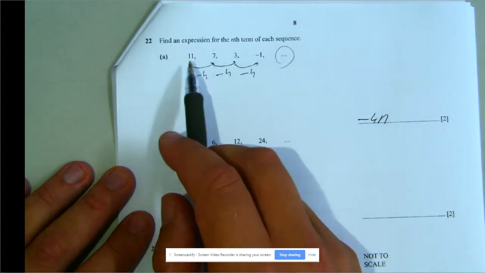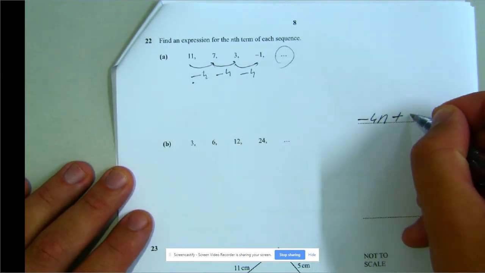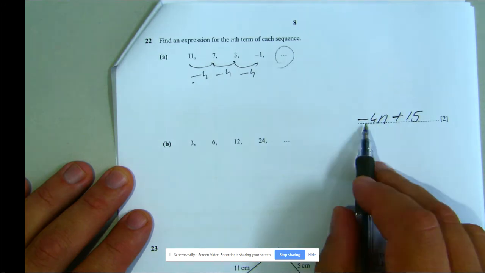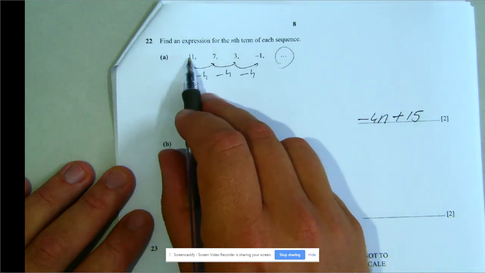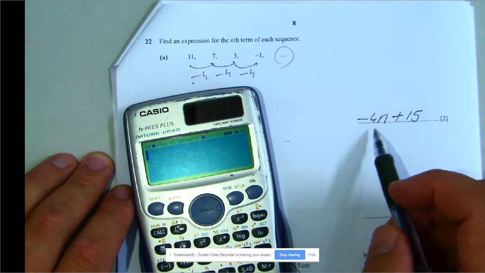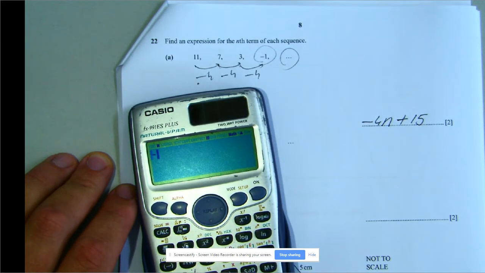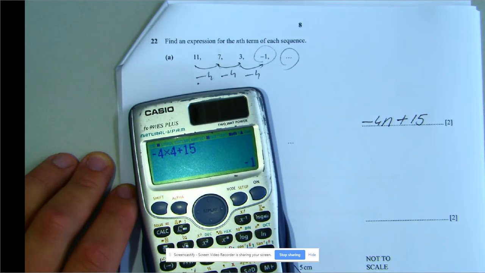And then you've got to be careful because the first term is 11 and not minus 4. So you have to add 15 to go from minus 4 to 11. But okay, just check your answer. I'm almost 39 and I still check these answers. So let's say term 4. We know it's minus 1. So minus 4 times 4 plus 15. Fingers crossed, minus 1. Fantastic.